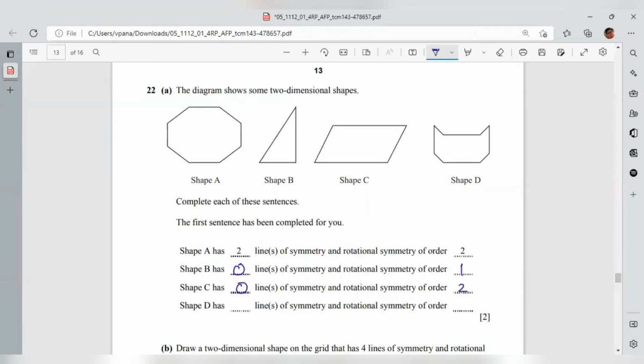You can rotate and check. It will come 2 times again. It will look the same. Shape D has 1 line of symmetry. So this is 1 line of symmetry, and also the order of rotational symmetry is 1.